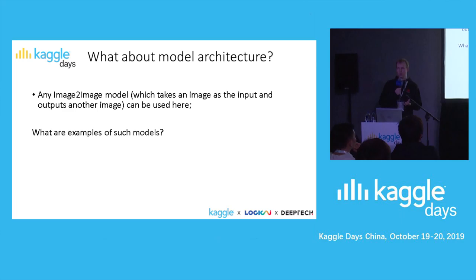Okay, suppose we already have data, and we have a paired data set: input images with noise and output without any noise. And now we are going to train some kind of neural network. So which model architecture should we use? The answer is very simple. We can use any model which takes an image and outputs an image of the same size. So I think there are no difficulties here. And what are examples of such models? This is my question for you.